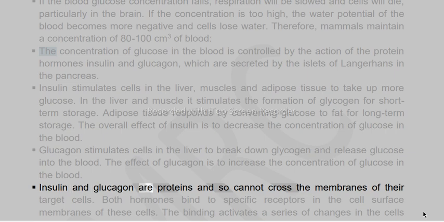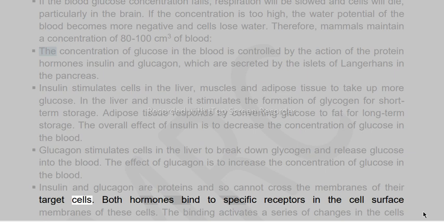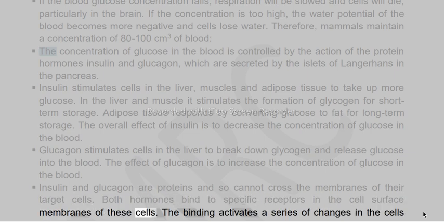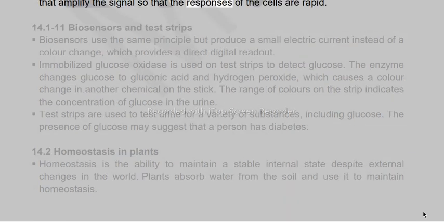Insulin and glucagon are proteins and so cannot cross the membranes of their target cells. Both hormones bind to specific receptors in the cell surface membranes of these cells. The binding activates a series of changes in the cells that amplify the signal so that the responses of the cells are rapid.